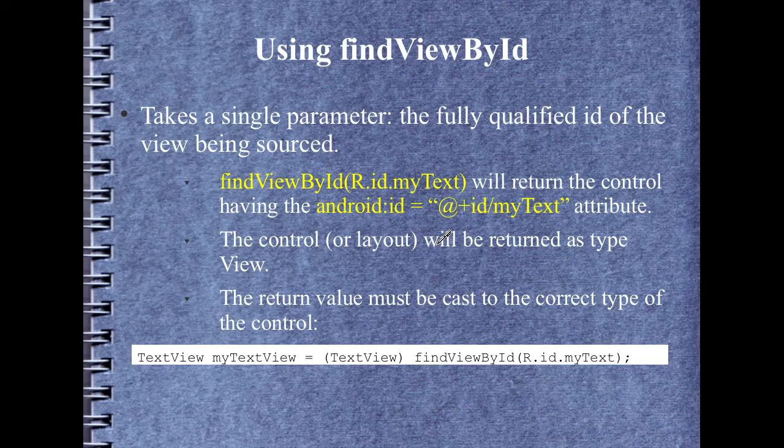That control will be returned as type View. In other words, all of these controls are of type View, so the control itself is going to be returned as a View type, and it has to be cast. So if myText is a TextView, then we have to cast the result of findViewById to a TextView in order to assign it to a TextView, as we've done here.